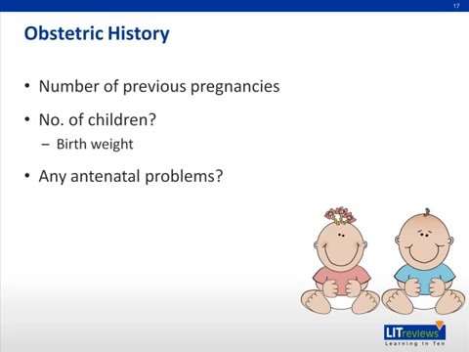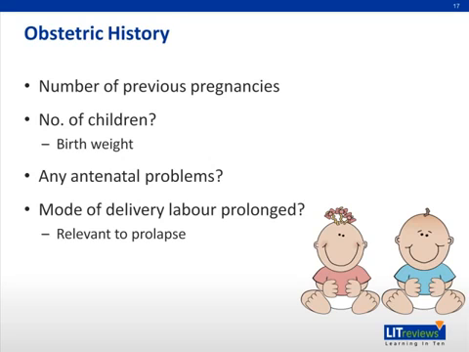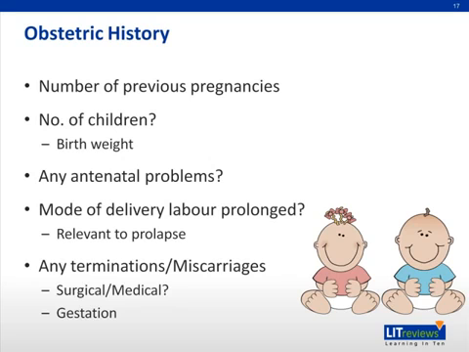Any problems during pregnancy or labor? What was the mode of delivery? Was the labor very prolonged? As prolonged labor and delivery of a big baby can be related to or predictive of prolapse. Any terminations or miscarriage? If so, what was the procedure, whether it was surgical or medical, and at what gestation did it occur?